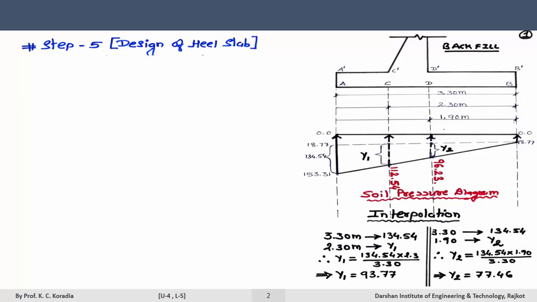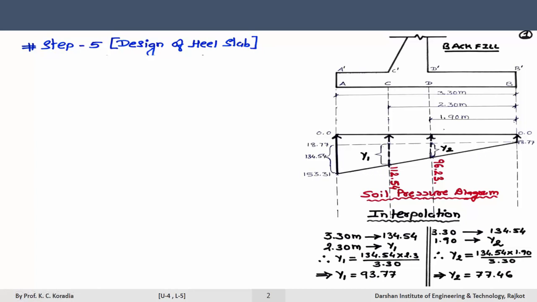Our step number 5 is design of heel slab. The diagram on the left-hand side of our screen is a soil pressure diagram which we have derived in our stability check number 3. Seeing the soil pressure diagram, it is observed that point A is having a pressure intensity of 153.31 kN per meter square, and point B is having a pressure intensity of 18.77 kN per meter square. It is observed that the pressure increases from B towards A in a linear form.